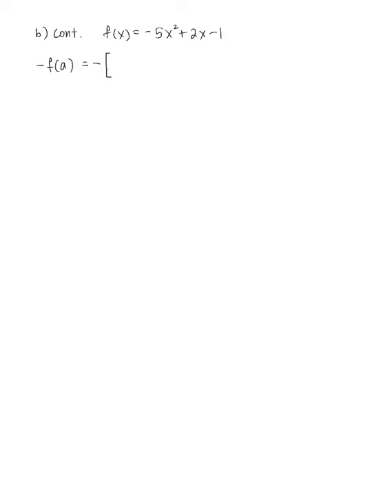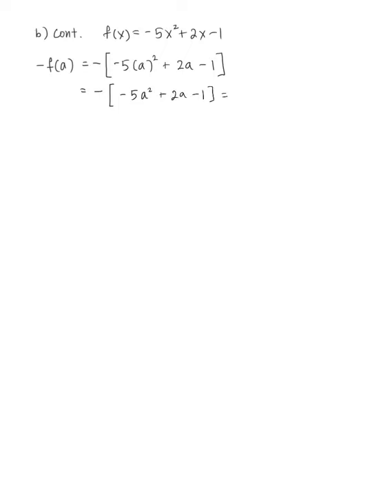So f of a is going to be negative 5 times the a squared plus 2a and then minus 1. Take one step at a time. So you're going to have negative 5 a squared. Please note that that exponent 2 is only attached on the a, not on the negative 5. So leave the negative 5 alone. And then you're going to have a plus 2a minus 1.